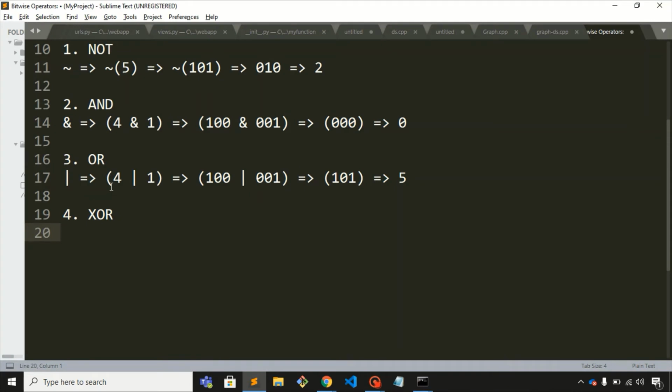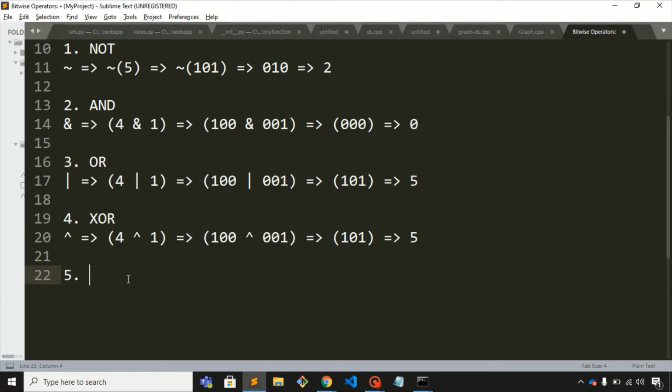Let's take these two numbers; XOR is represented by the power symbol. The binary of 4 is 100 and the binary of 1 is 001. So the result is 1 for 10, then 0 for 00, and again 1 for 01, giving 101, and that is 5. So XOR of 4 and 1 is 5.